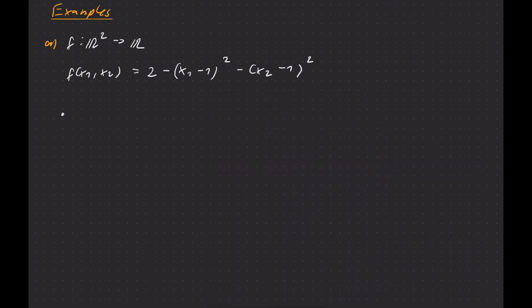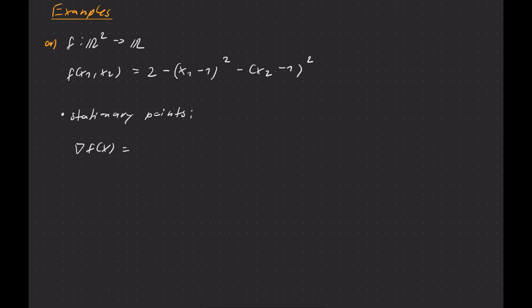Okay, so you remember our first order condition. We first need to find all stationary points. Those are the candidates for local maxima and minima. So let's find the stationary points. And of course that means we have to compute the gradient.